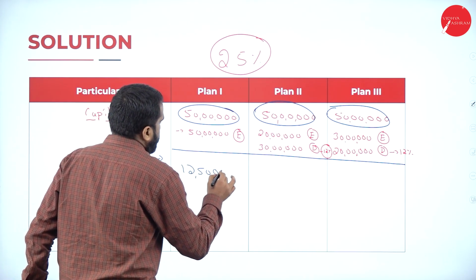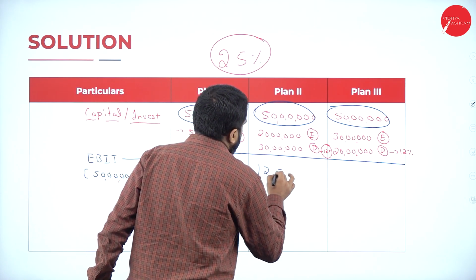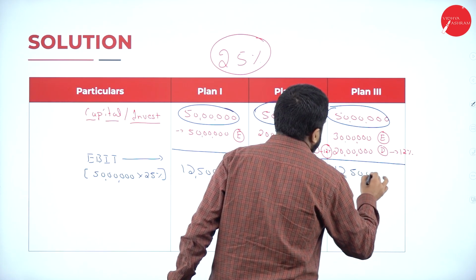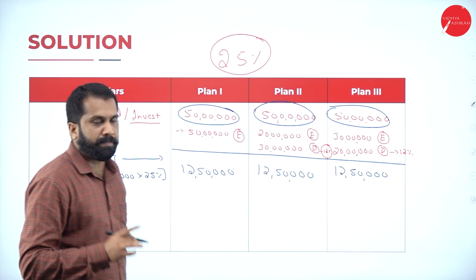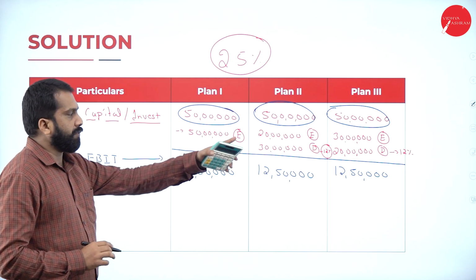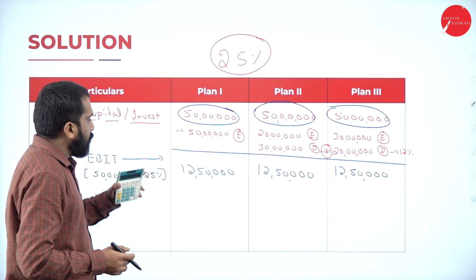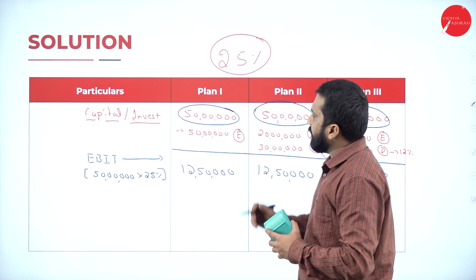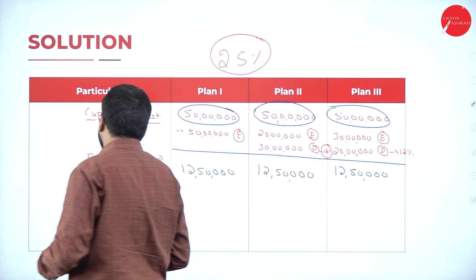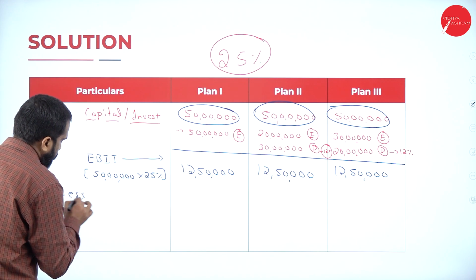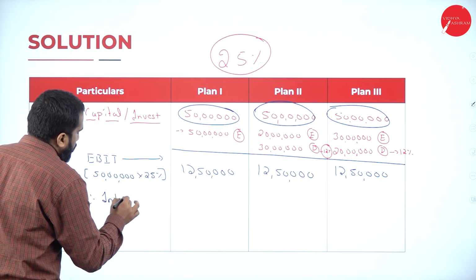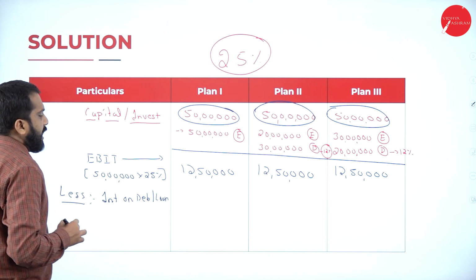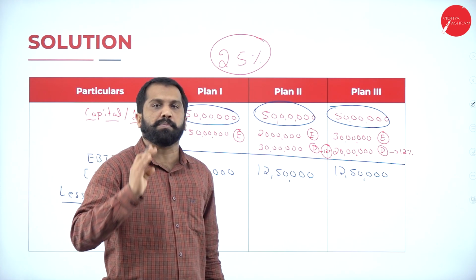12 lakh 50,000. Hope you are clear. Yes, 12 lakh 50,000 for all three. Now, once you are done with your 12 lakh 50,000, in this, minus what? You are supposed to less interest on debenture or loan. In the problem, if they have given any debenture or loan, you are supposed to minus.